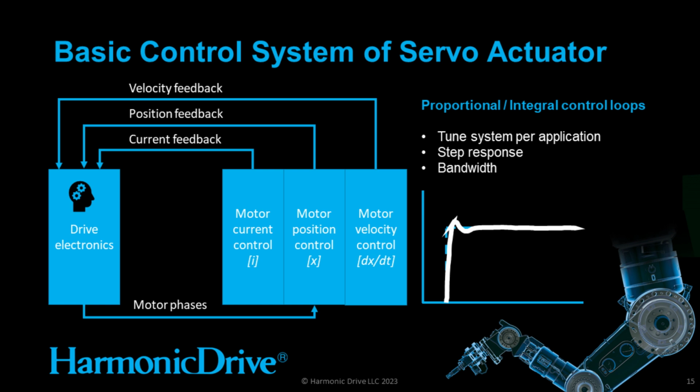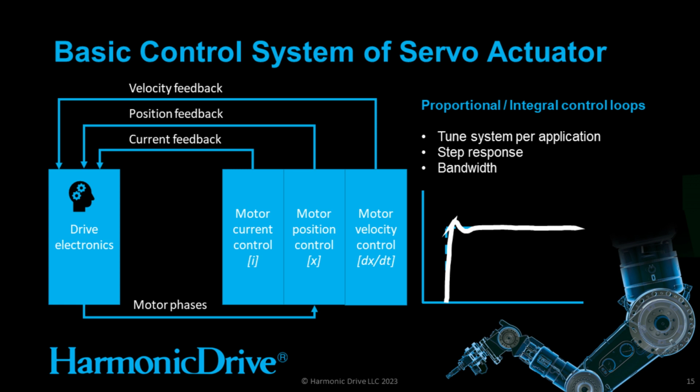Then next to that, we have motor position control. The motor position control comes from the encoder, which I'll go over in more detail soon. And that is used to control the output position. Then we have motor velocity control. All of these parameters can be used in different applications depending on your needs.